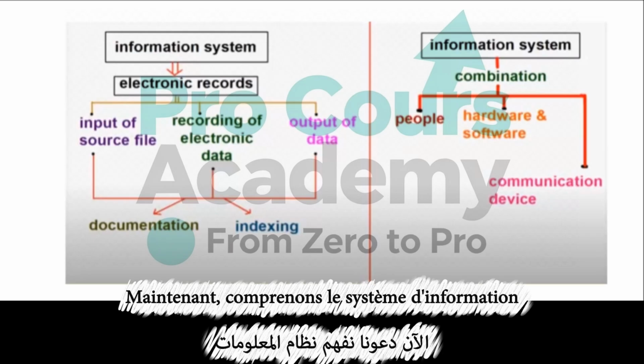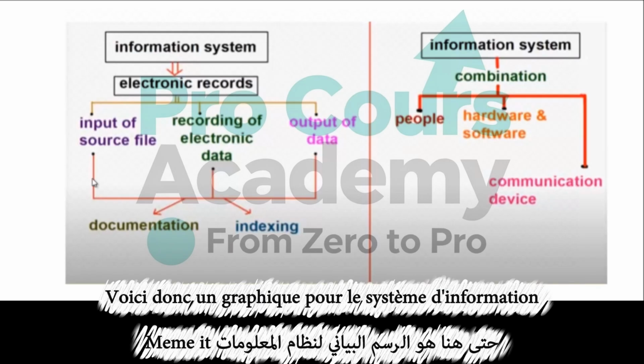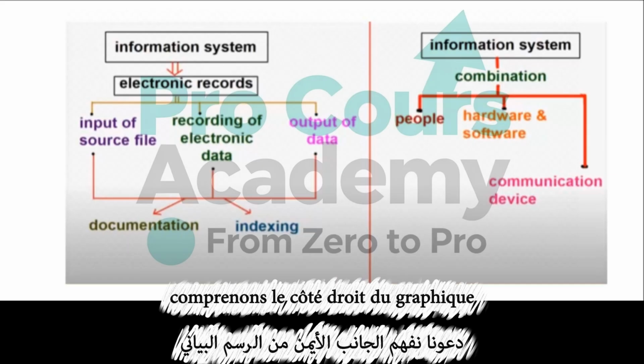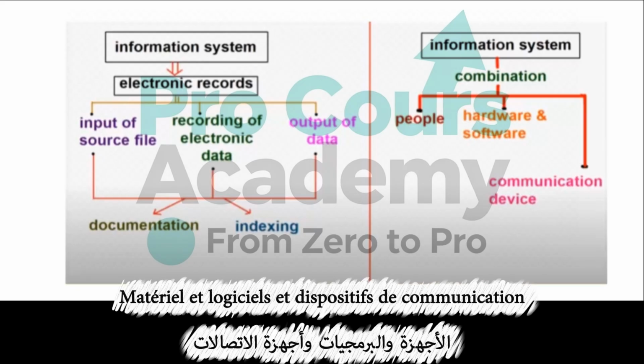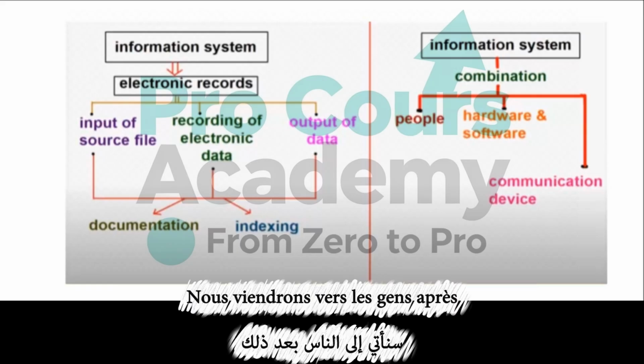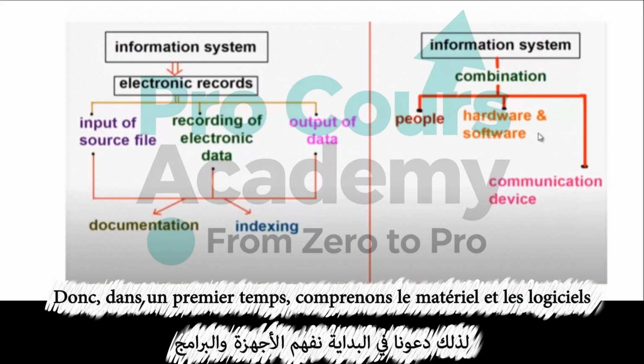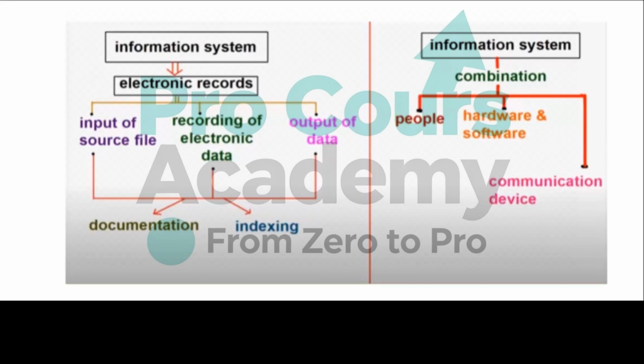Now let's understand information system. So here is a chart for the information system. At first, let us understand that an information system is basically a combination of hardware, software, communication devices, and then people. So at first, let us understand hardware and software.